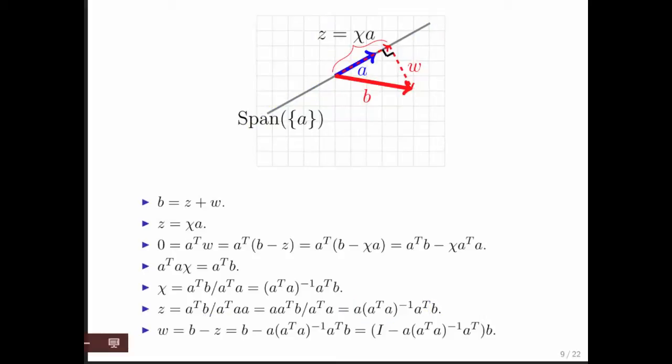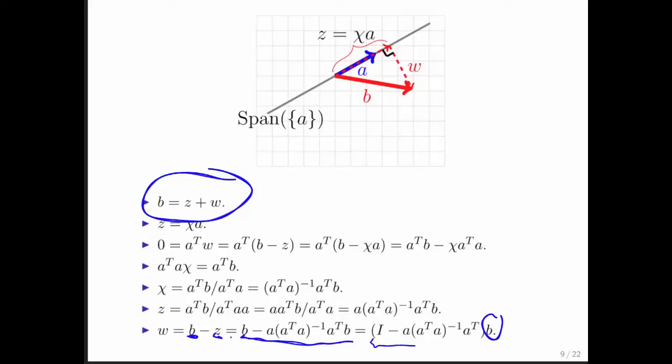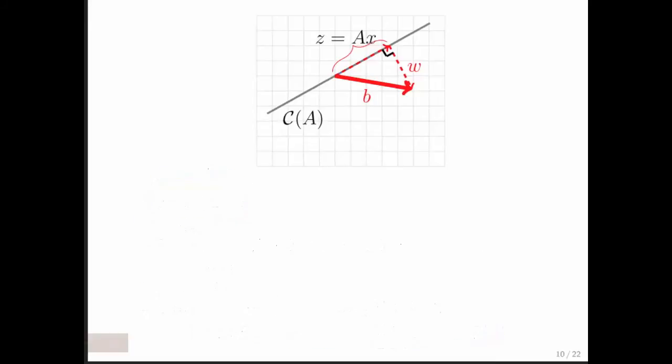And then if we want to know what the component orthogonal to that is, we can simply take B minus Z. That's solving this equation here for W. And that's this right here. But since we know that B is just the identity times B, we can take our B, bring it outside, and we end up with a matrix that performs the projection of any vector onto the space orthogonal to the vector A. This is just a review of last week's material.